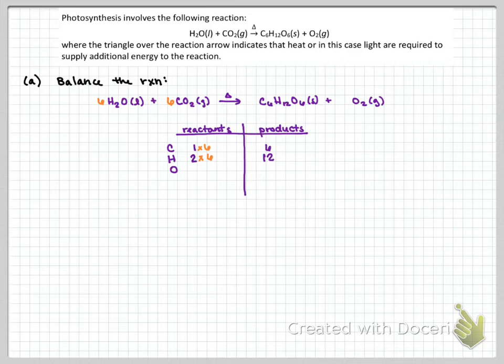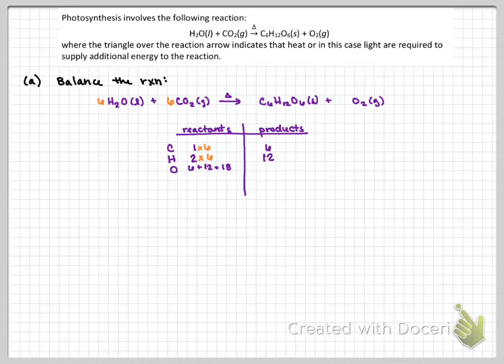Now let's count our oxygens. Remember that we've already put a coefficient of 6 in front of water and a coefficient of 6 in front of carbon dioxide. So we have 6 oxygens on the reactant side coming from the water, plus 12 oxygens coming from those 6 CO2 molecules. So altogether we have 18 oxygen atoms on the reactant side.